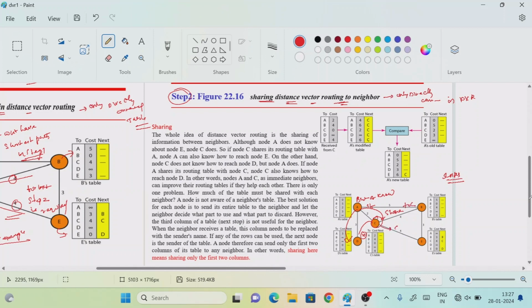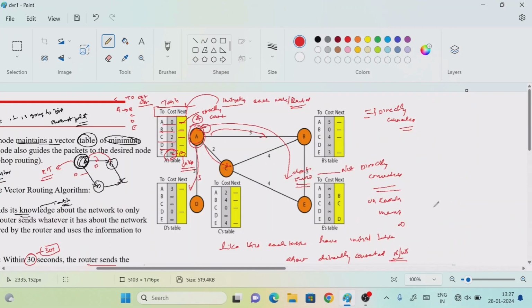This exact concept we are going to apply here. Now you understand the need for sharing the routing table with the neighboring routers. Based on that, each router is going to update its routing table, so it is going to find the shortest path.